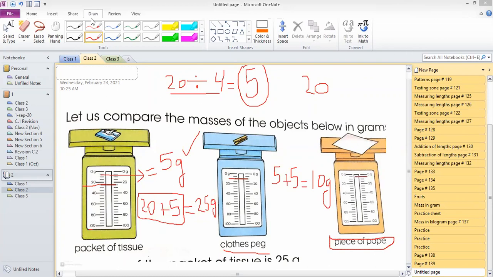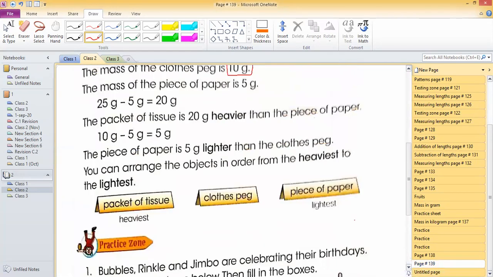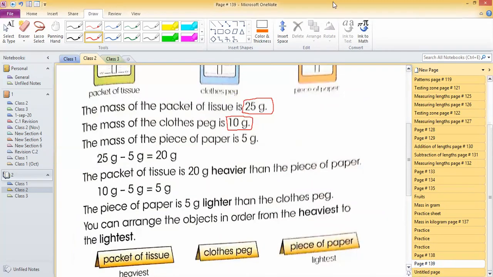So you can see, guys, that this is the first interval, only one. So one interval is equal to 5 gram. So you will say that this piece of paper is equal to 5 gram. Check in the book. The mass of the piece of paper is 5 gram.